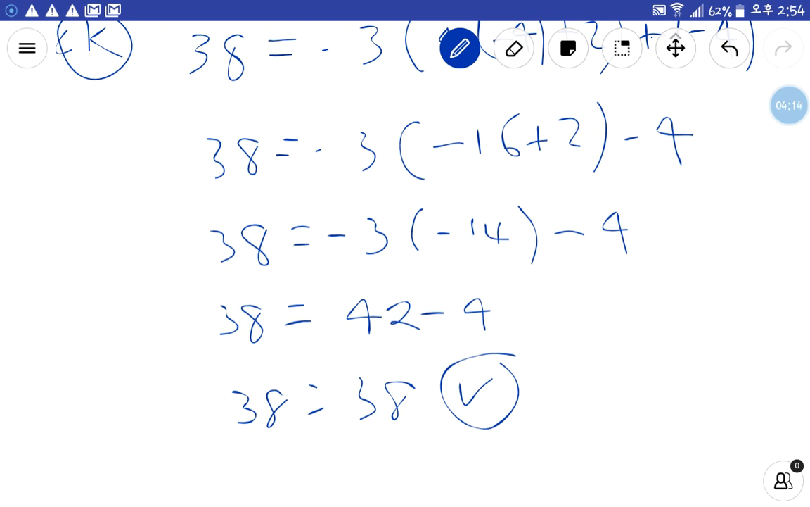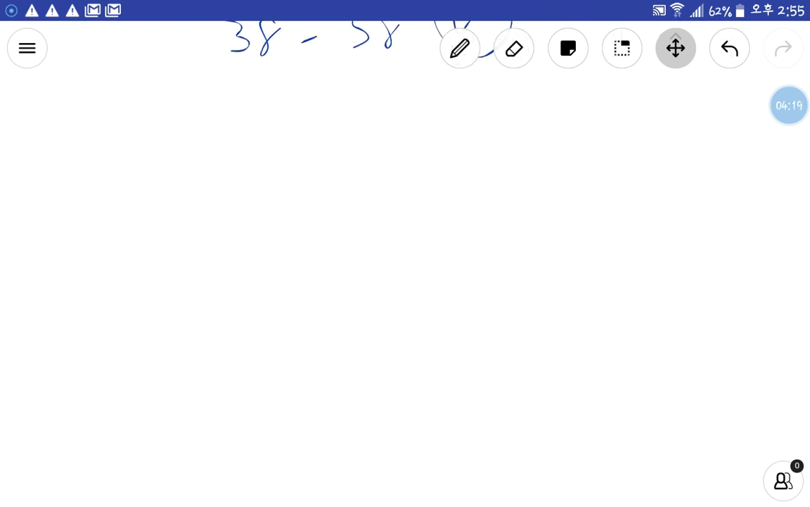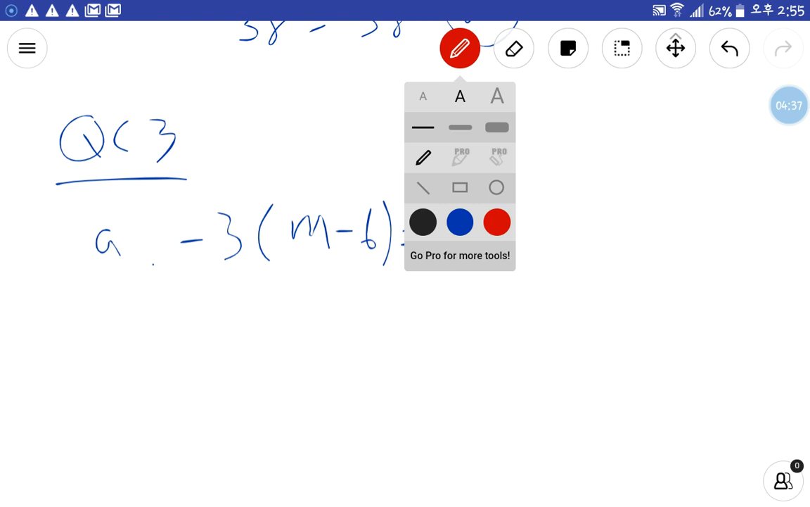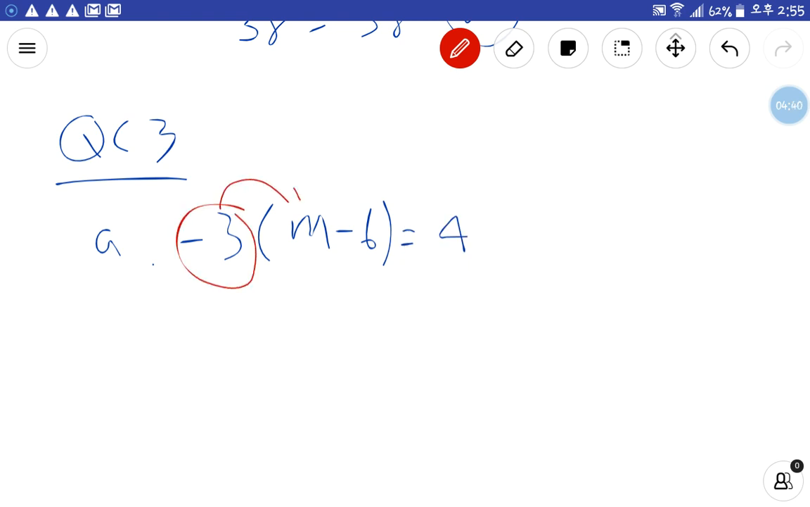Alright, I want you guys to work on quick check 3 by yourself. After that, resume the video to check your answer. Alright, quick check 3. The question is this. A, negative 3 times the quantity m minus 6 equals 4. Now what do we do? You're going to expand everything. Negative 3 onto here, m minus 6. What did you get? Negative 3m plus 18 equals 4.